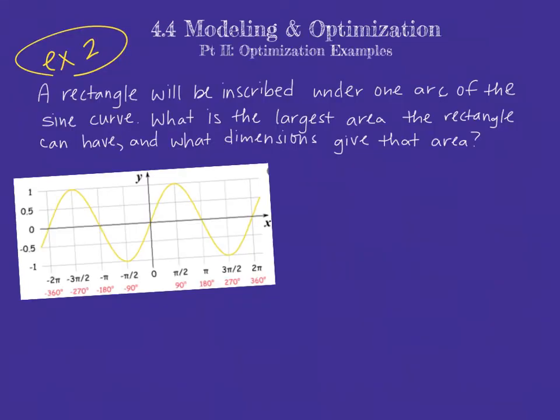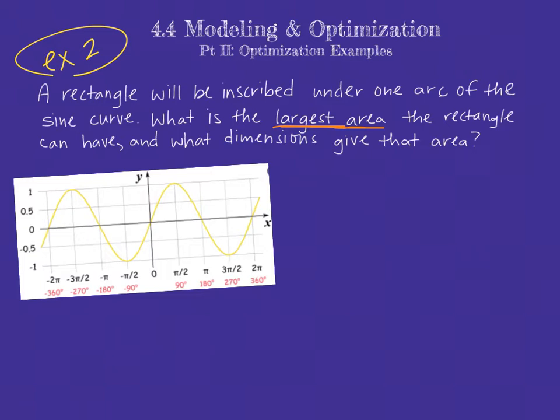Example number 2, we have a rectangle that will be inscribed under one arc of the sine curve. We want to know what's the largest area the rectangle can have and what dimensions will give that area. This is an optimization problem because it's asking about the largest area of a rectangle. That's another way of saying the maximum area. So we are going to have to figure out, after drawing, the area formula for this rectangle. We want to have it in terms of one variable, and then we are going to perform calculus on it to find the maximum.